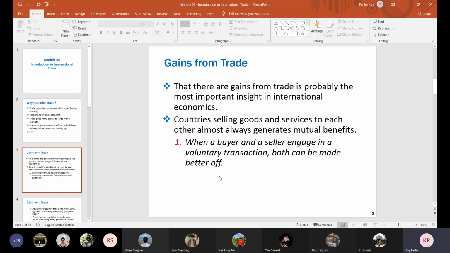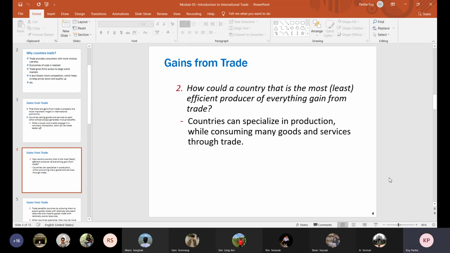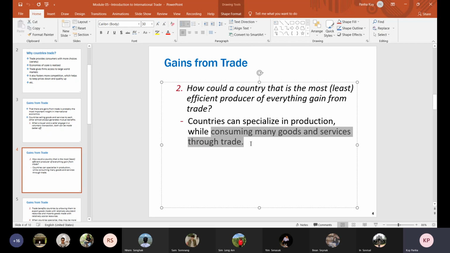So you can look at it this way: when a buyer and seller engage in voluntary transactions, both of them will be better off. And that is how a country that is the least efficient producer of everything can still gain from trade, because the country can specialize in production while consuming many goods and services through trade. It is essentially consuming when the consumer has many goods and services to choose from, or there are many products available on the market. Adam Smith said that it will increase the living standard.